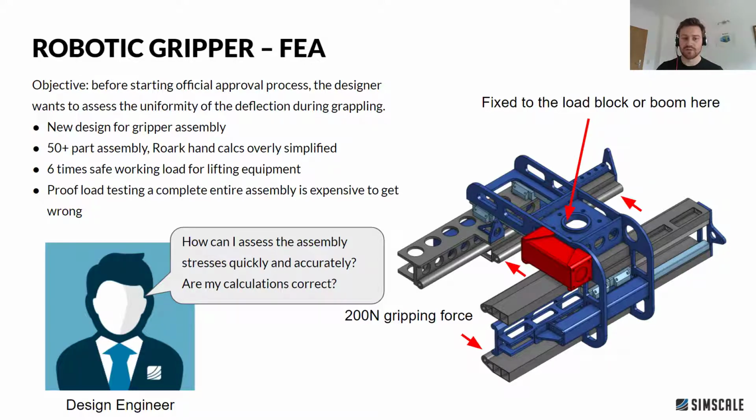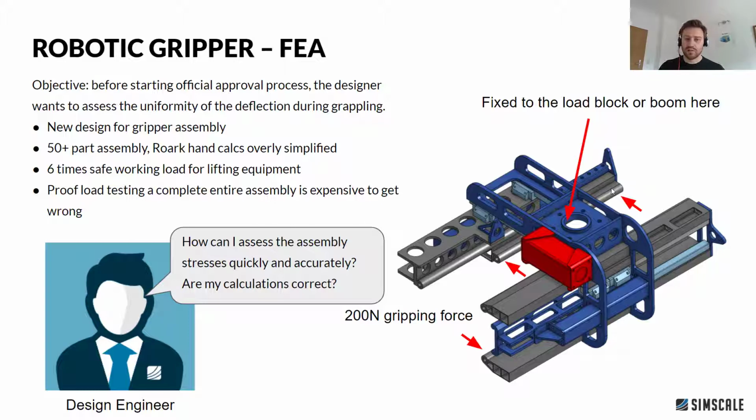of the design cycle. So there's a designer in your organization saying, how can I assess the assembly? How can I assess these stresses quickly and accurately? And are my hand calculations that I've done correct? So to simulate this assembly, we're going to have a fixed constraint to the block or the boom of the crane, and we're going to apply a 200 Newton gripping force along each of the gripper bars.